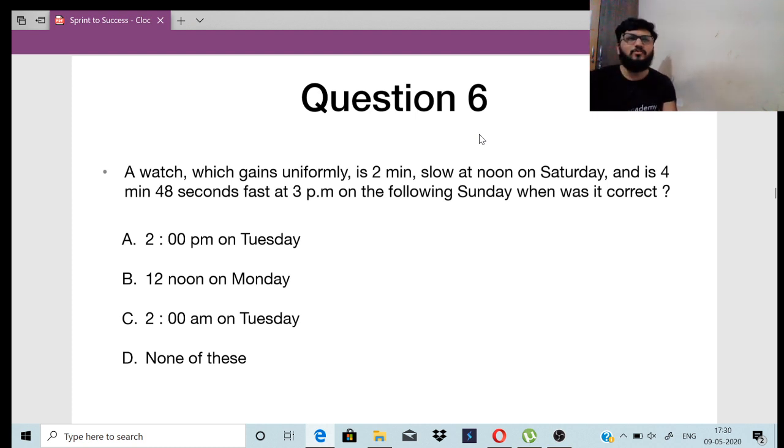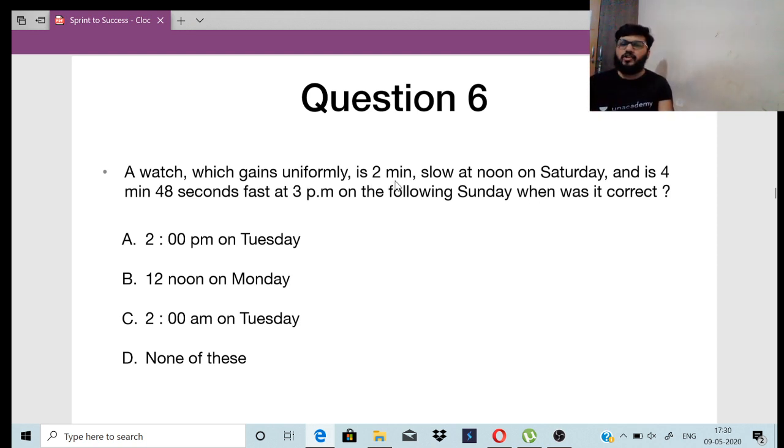Question 6. Okay, give me the answer here. A watch which gains uniformly is 2 minutes slow at noon on Saturday and is 4 minutes 48 seconds fast at 3 p.m. on the following Sunday. When was it correct? A watch is there, it gains uniformly. Uniformly मतलब उसका gain uniformly है. But every hour there is uniform gain, right? 2 minutes, next hour again 2 minutes. It keeps on, right? Fast जाता रहता है watch, right?